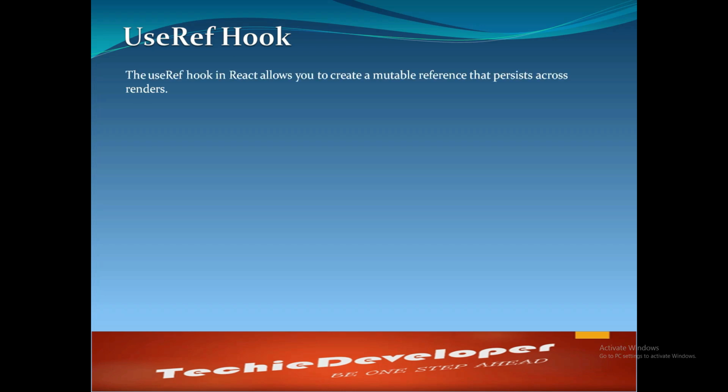The useRef hook in React allows you to create a mutable reference that persists across renders. Then it can be used to access and manipulate the DOM element and store a mutable value. By looking at this definition, it's somewhat difficult to understand. So let me explain it in a simpler way by using a practical. Let's jump to the practical session.